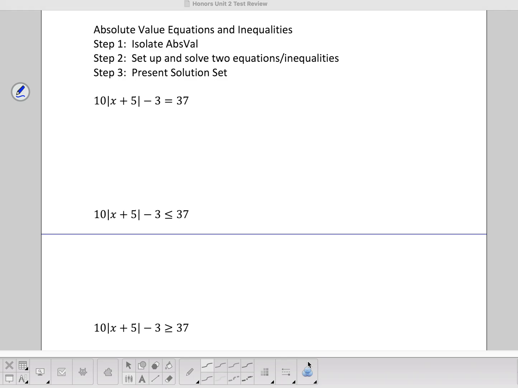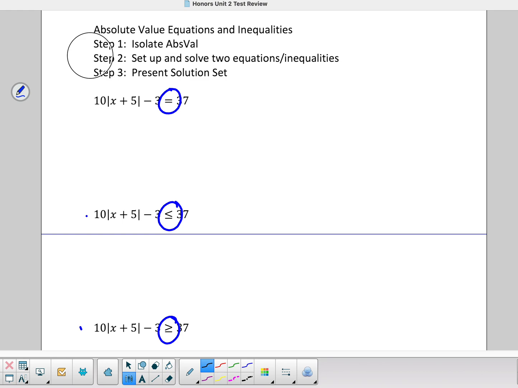Okay, moving on to the absolute value equation and inequality. Before you can get started on any of the three types, you need to isolate the absolute value first. So that's always your first step. Make sure that the absolute value is isolated. And notice that I've given you the same problem all three places. This is an equal, this is a less than, this is a greater than.